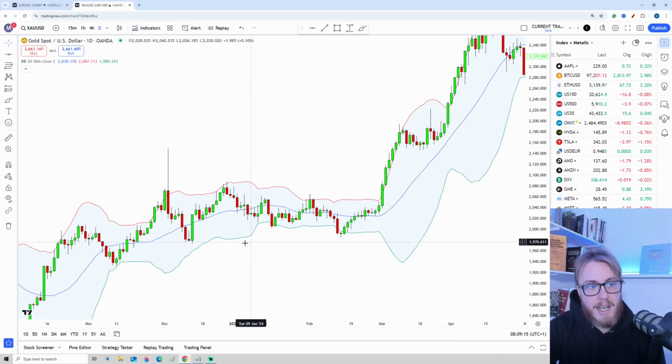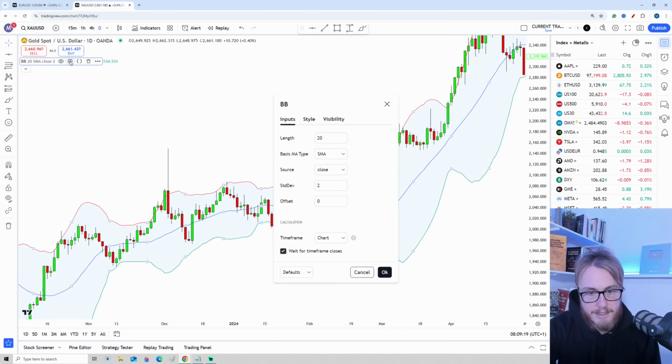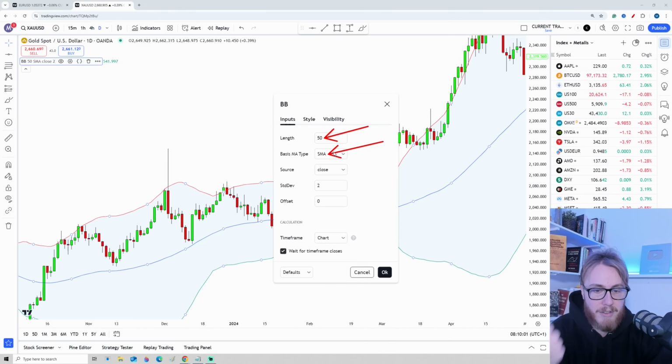And to go to the settings tab, once again, we head up to the upper left corner and we press on settings. Now, because this is a more long-term setting, the first setting we want to change is the length here. And we actually want to change this one all the way up to 50. And if you are a little bit familiar with moving averages, you might be familiar with the 50 period simple moving average. And this is what we're going to use for this setting. We will have a length of 50 and we will use a simple moving average.